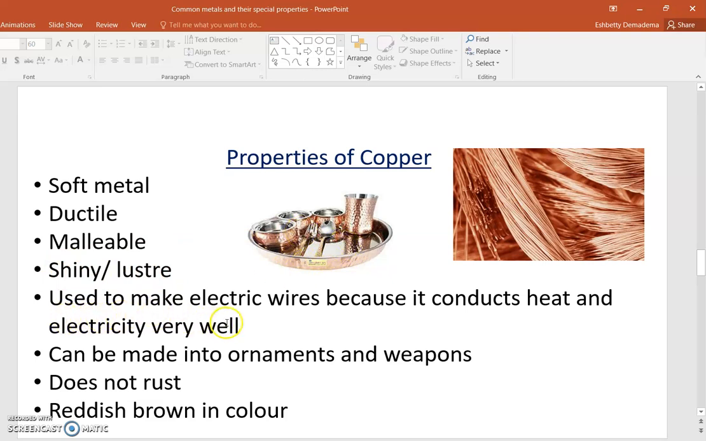Used to make electric wires because it conducts heat and electricity very well. It can be made into ornaments and weapons. Copper does not rust. You can throw that copper wire into a glass of water, leave it there for days and days. When you come back, it will still be the same color, which is reddish brown in color, without any rust at all.